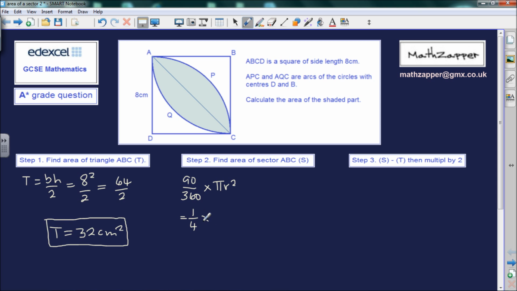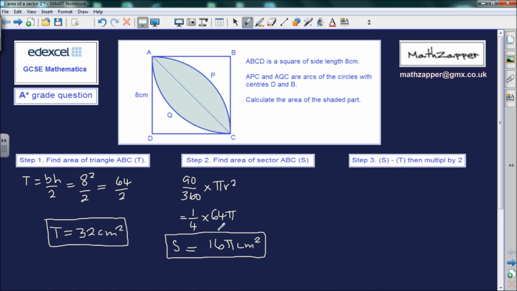And we need to multiply this by pi r squared. Well, r is 8, r squared is 64, so let's multiply by 64 pi. And if we multiply 64 by 1/4, we get 16. So the area of that sector is 16 pi square centimeters. Now I'm leaving it in that format, and by the way, this is S is equal to that, S for sector. I'm leaving it in that format because it'll be more convenient to put into the calculator when we do the next step, step 3.